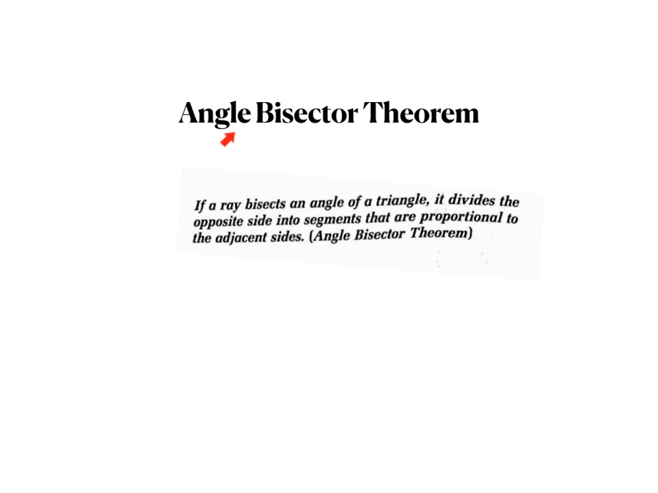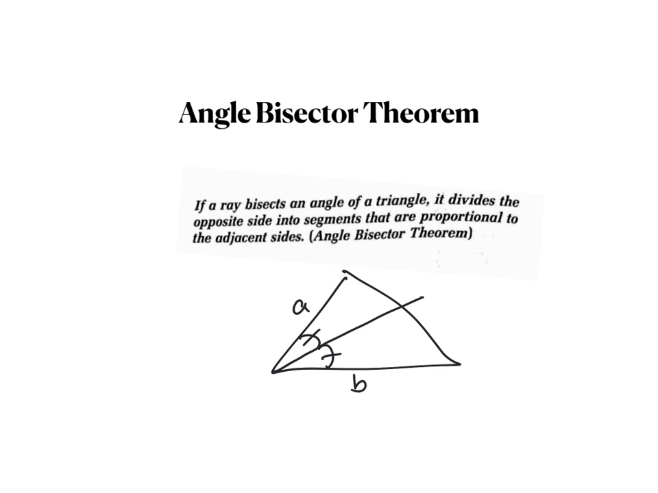Finally, an angle bisector theorem. This has to do with a triangle and an angle bisector of that triangle, just like that. If a ray bisects an angle of a triangle, then it divides the opposite side into segments that are proportional to the adjacent sides. So looking at this triangle, I have an angle bisector there. It's dividing my opposite side in the same proportion as the adjacent sides.